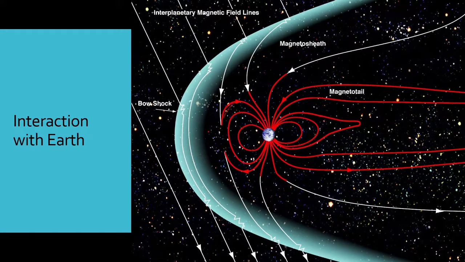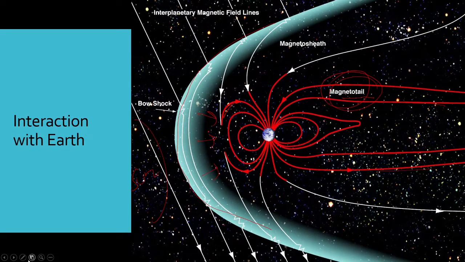These red lines are part of Earth's magnetic field, and this is how the solar wind interacts with it. On the sun side, our magnetic field is highly compressed. The magnetic field of the solar wind compresses Earth's magnetic field. And on the opposite side, where we have night, this magnetic field extends backward, and it's known as the magnetotail.